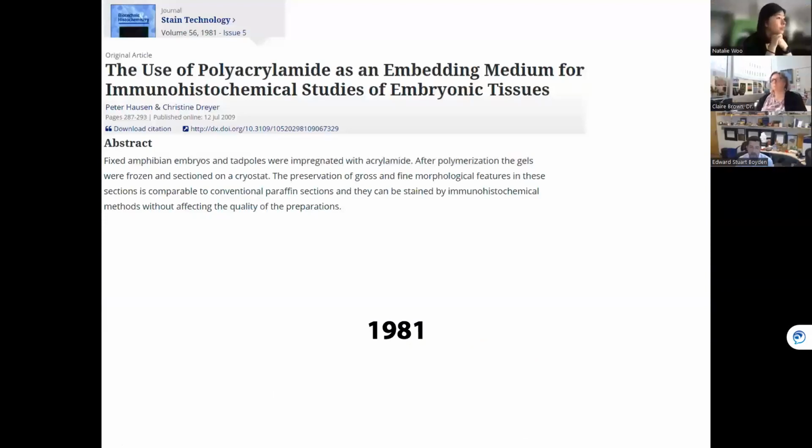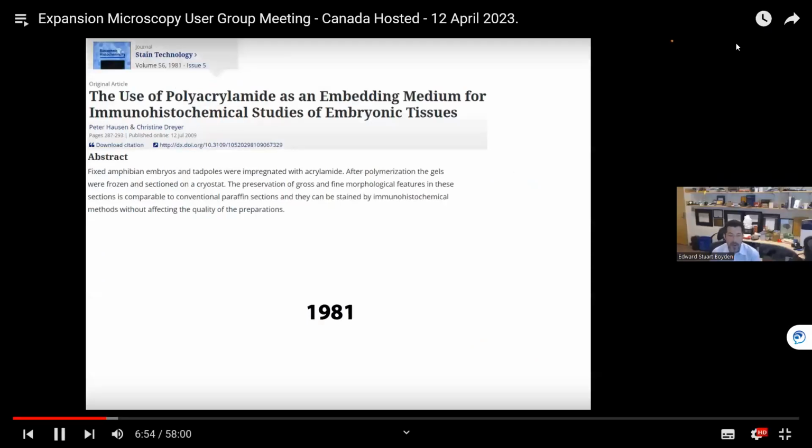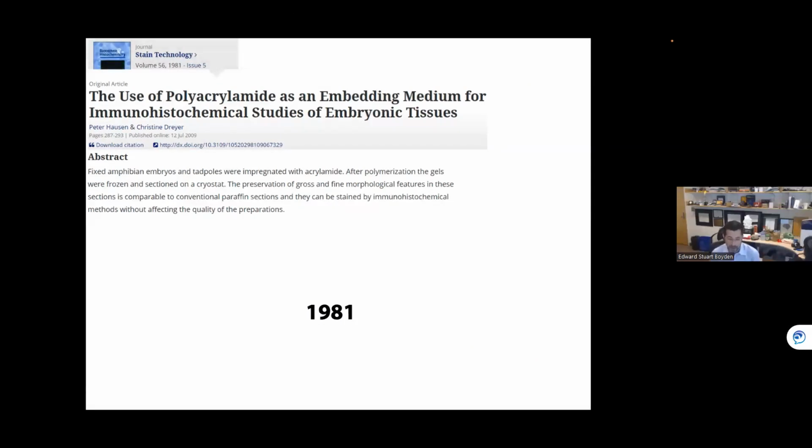Now, you can't just dump the baby diaper polymer on top of the specimen. You have to get it inside the specimen, inside the cell, in between the biomolecules even. Interestingly, in 1981, a paper from Christine Dreyer and Peter Hausen showed how to do just that. They took preserved amphibian embryos, tadpoles, and synthesized a polyacrylamide hydrogel throughout them. They then went on to show that this could facilitate staining and imaging. They used polyacrylamide. We're using the charged cousin, polyacrylate. But it's fun to think that if somebody had put 2 and 2 together, the talk that I'm giving you today could have been given over 40 years ago.